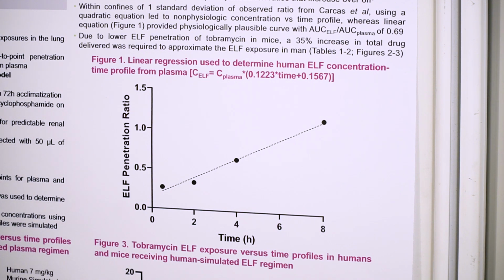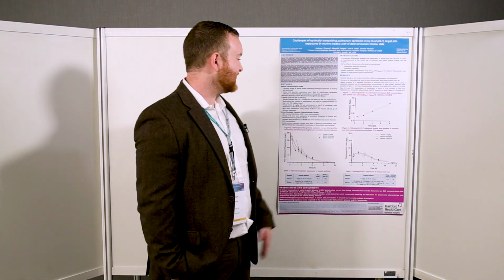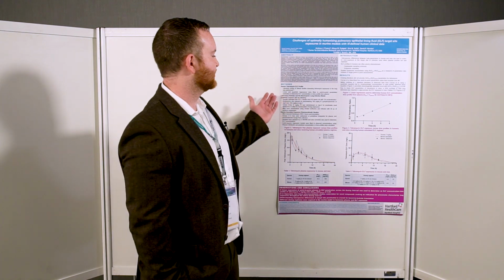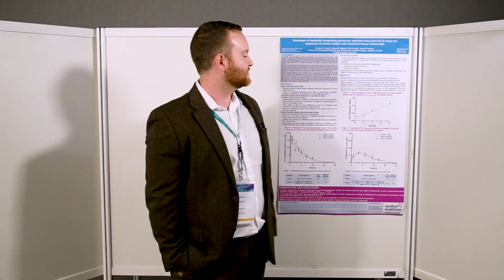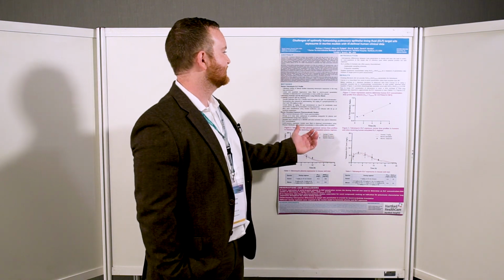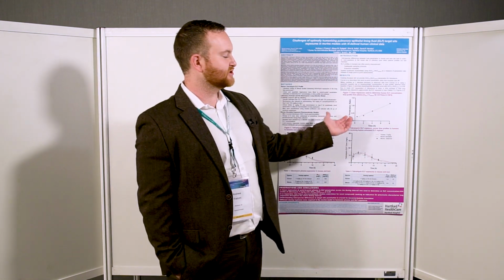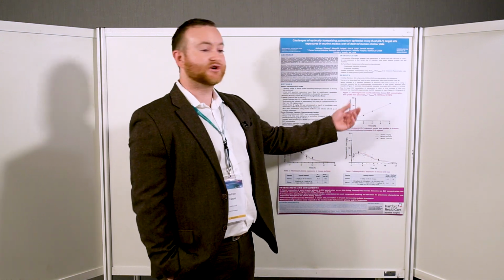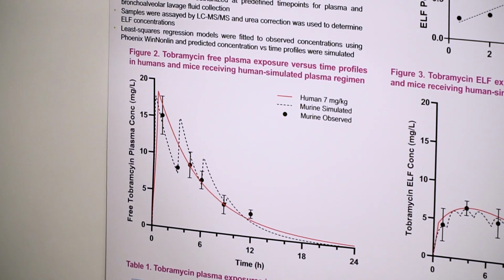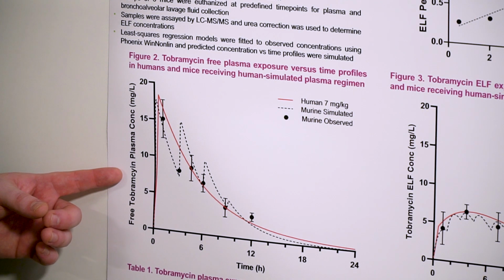And so a better way to characterize ELF penetration is the overall exposure, or what we call AUC, of the ELF relative to plasma. And so we looked at the human literature and we found across one study 4 different point-to-point penetration ratios. But ultimately we need to come up with a total exposure. So we were able to create this regression curve as a correction factor for the plasma exposure, which is seen here by the red line in humans.